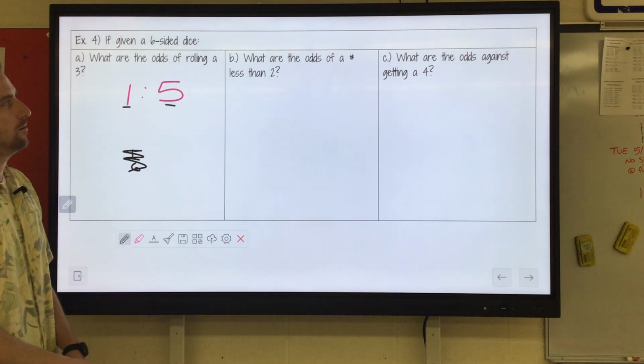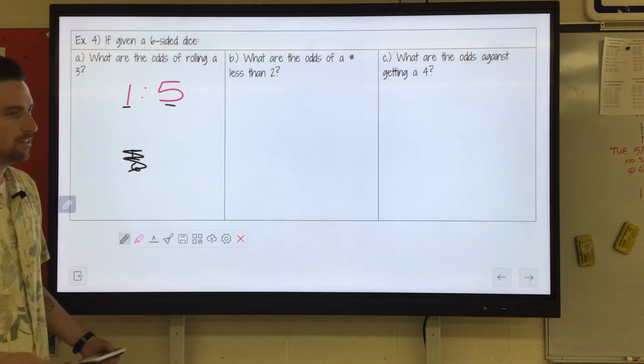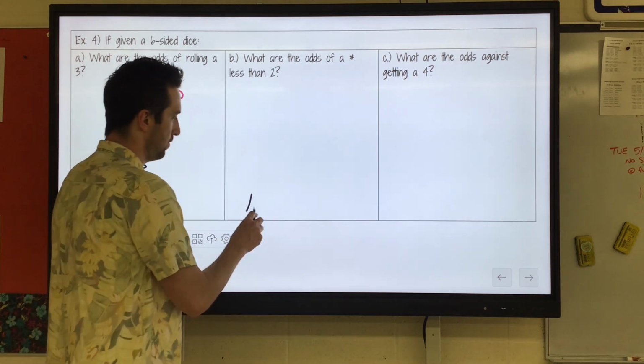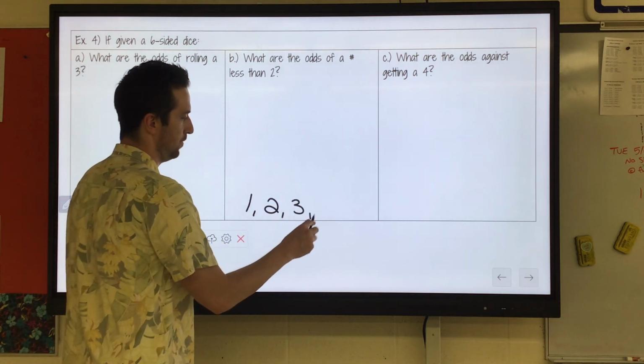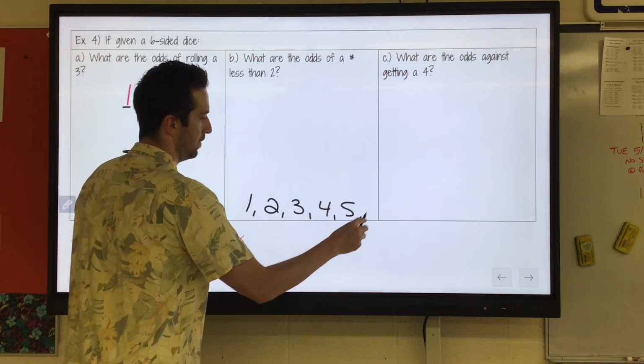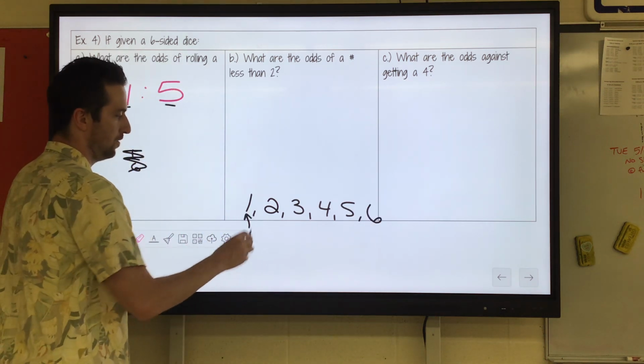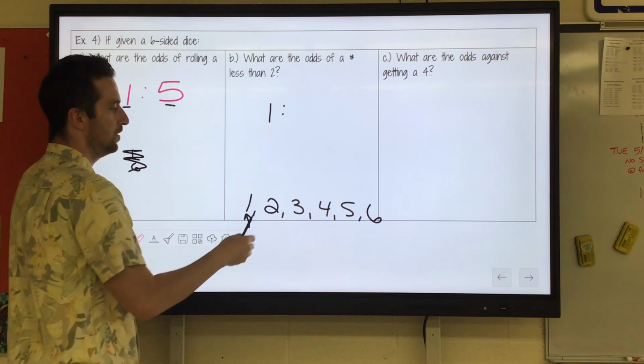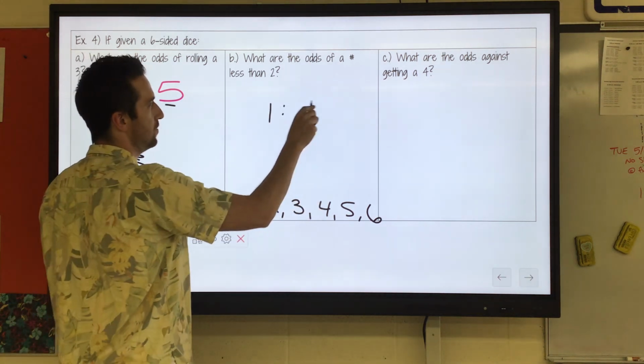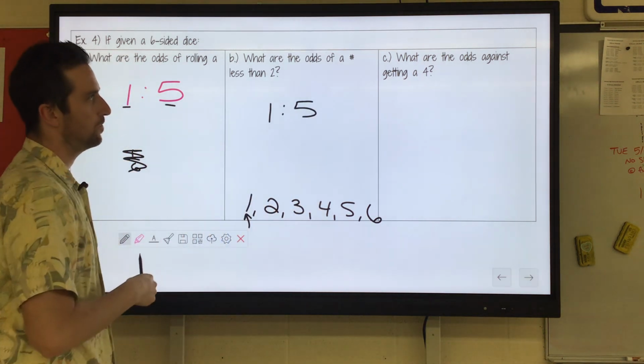What are the odds of a number less than 2? How many sides on a 6-sided die? Here, I'll list them, just so we can have them as reference. Here's 6 numbers. How many of those are less than 2? Well, only 1 is less than 2. 5 of them are not less than 2. So same odds as this one.